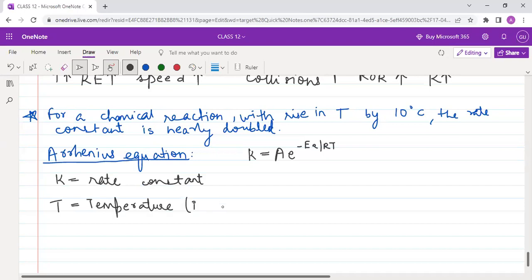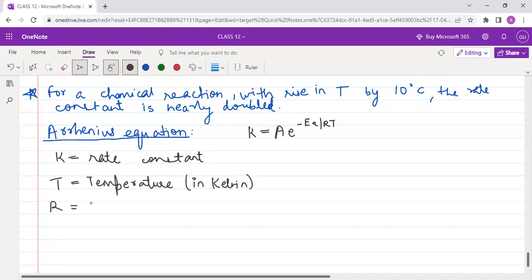Temperature you have to take in Kelvin. R is the gas constant. What is the value of the gas constant? Do you remember that constant? 8.314 joule per mole per Kelvin, right?